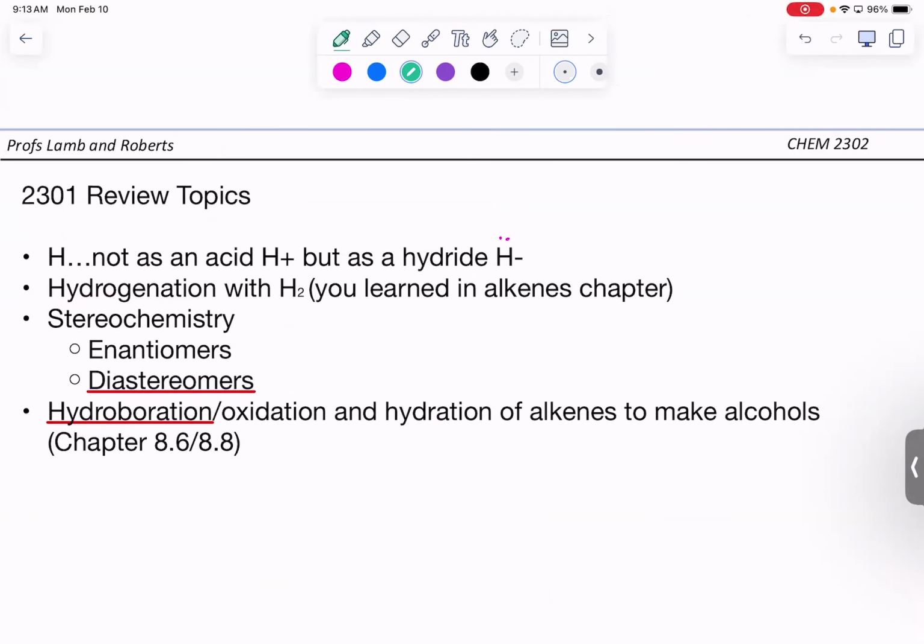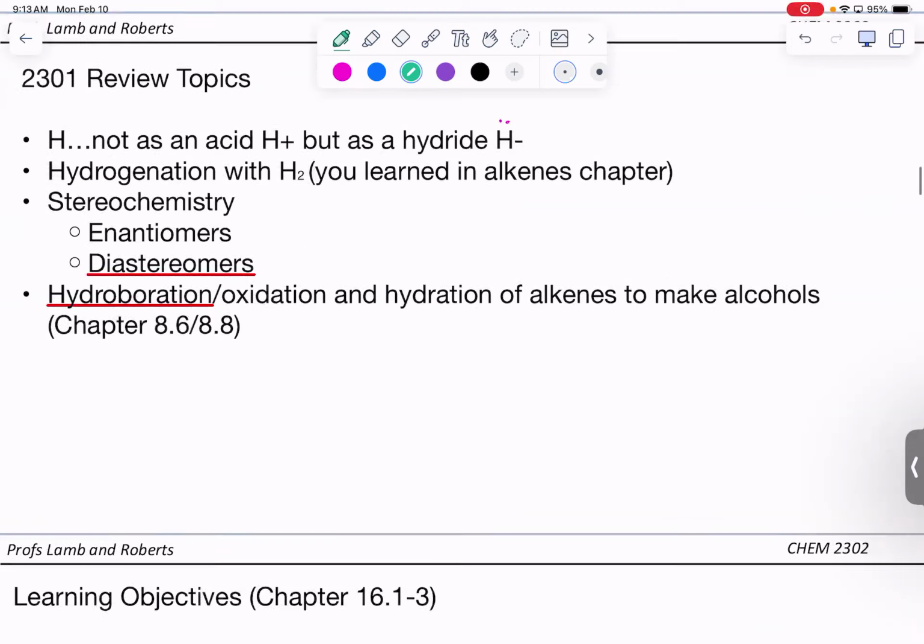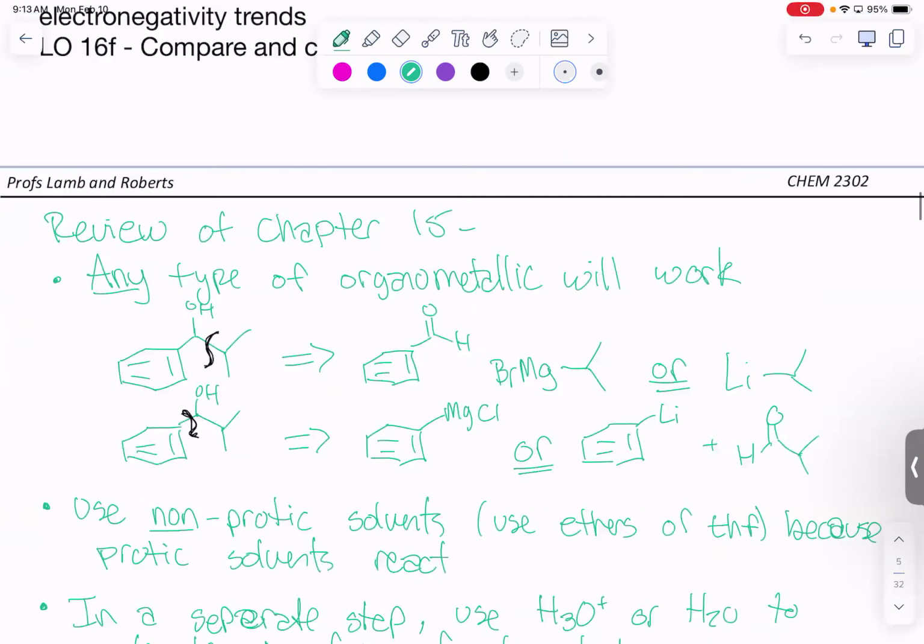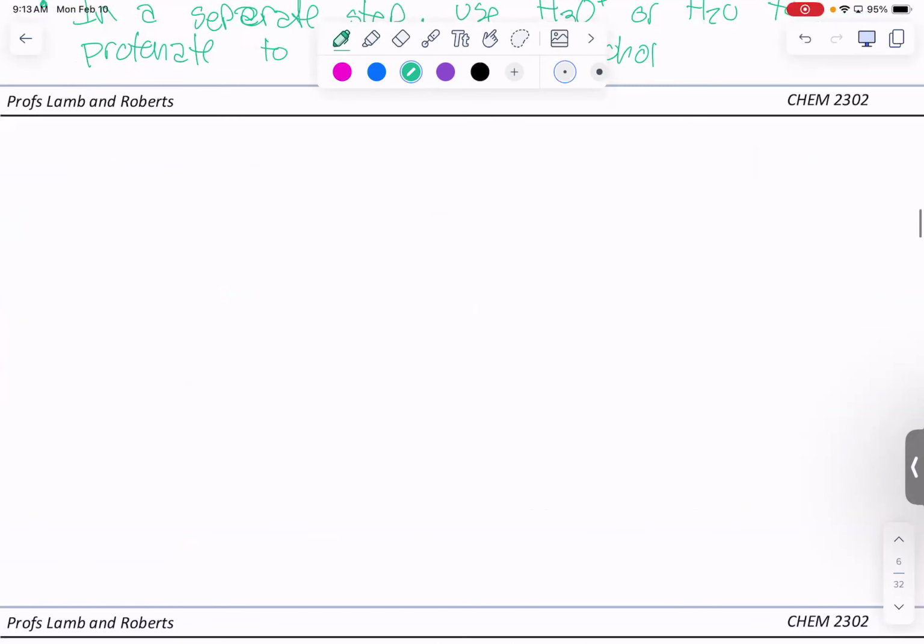So we used carbon- in that last chapter with organometallics. Actually, hydrides, H-, react remarkably similarly. We have to think about proton sources as well. And so it kind of goes pretty well with organometallics.